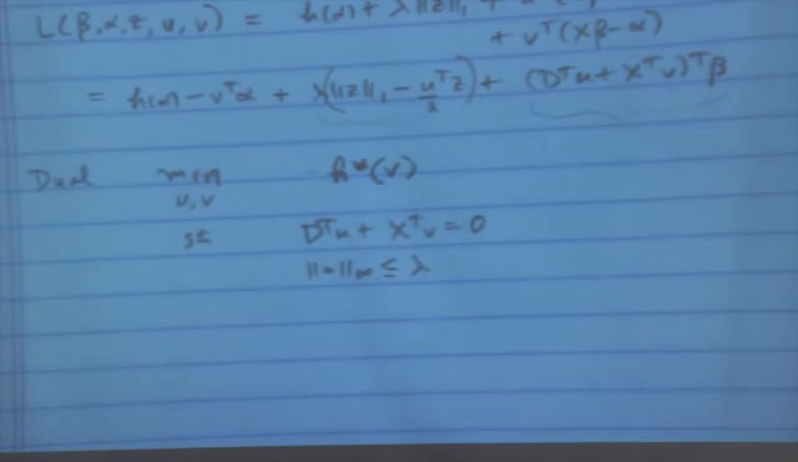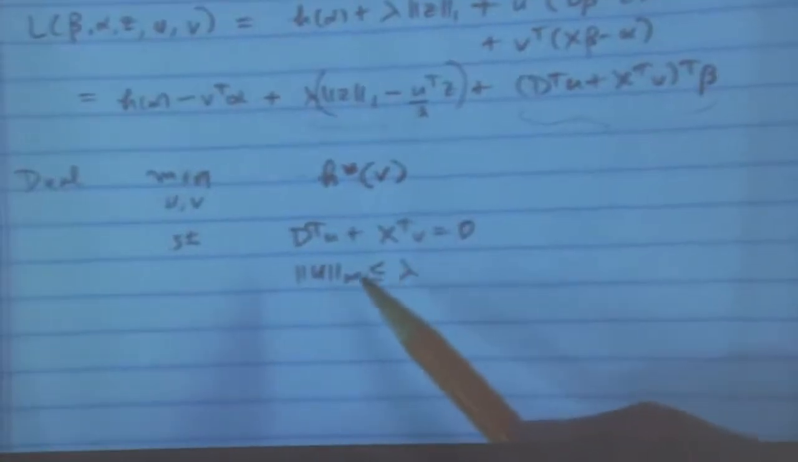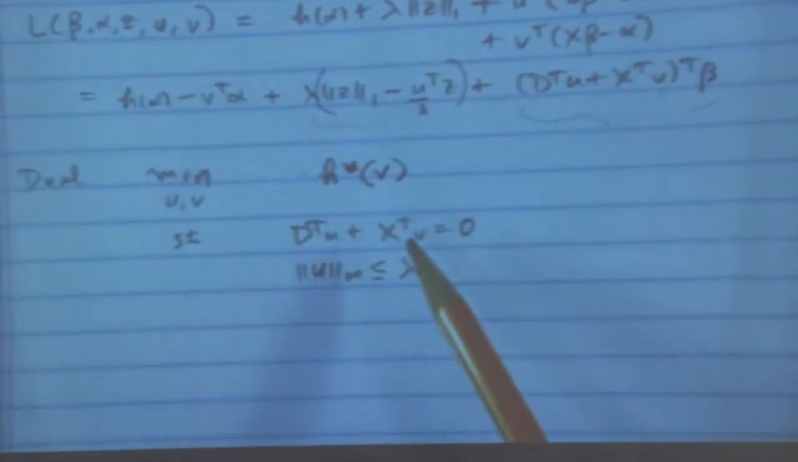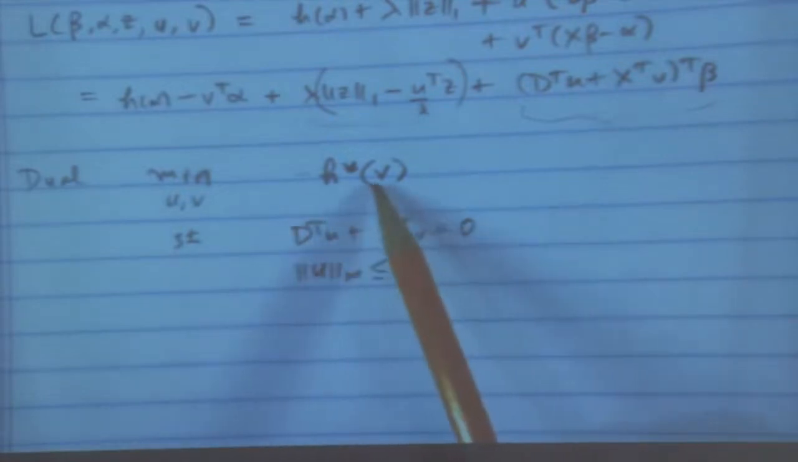So how does it look different than before? Let's make sure that we actually believe this is the same as it was before. What happens when X is the identity matrix? We should get the same dual as before. When X is the identity matrix, we get that d transpose u has to be equal to minus v. So this would become the conjugate of minus d transpose u.